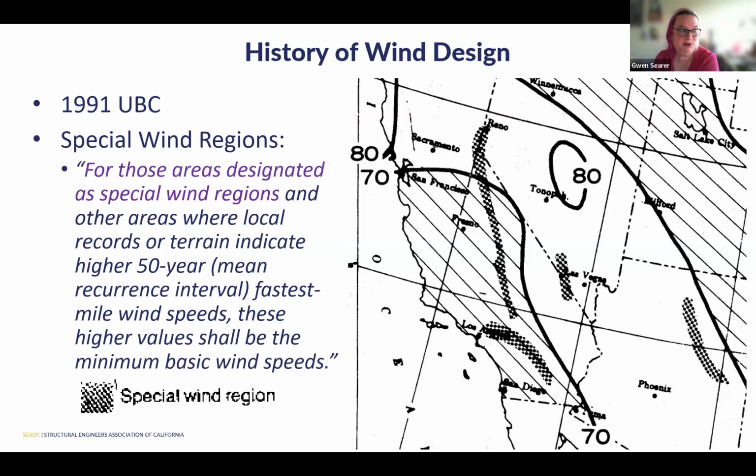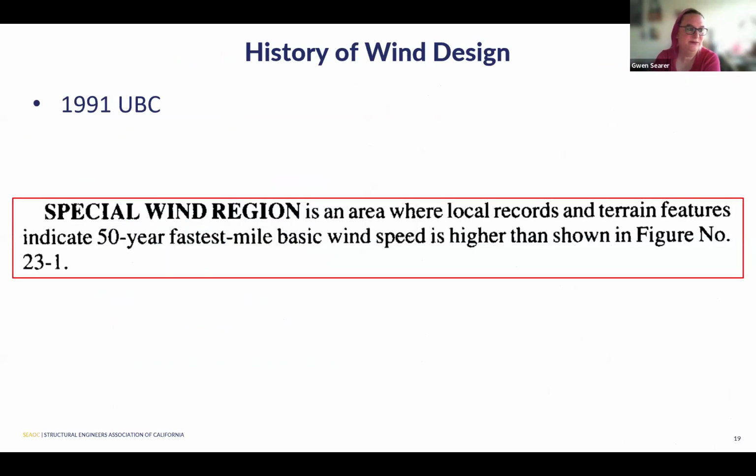In the 91 UBC, special wind regions were actually mentioned in a provision for those areas designated as special wind regions. Use higher values if appropriate, basically. And they defined it for the first time. It's an area where local records or terrain features indicate 50-year fastest mile basic wind speed is higher than that shown in the figure. Not a lot of guidance, but at least we're getting there, right? We're starting to define things.